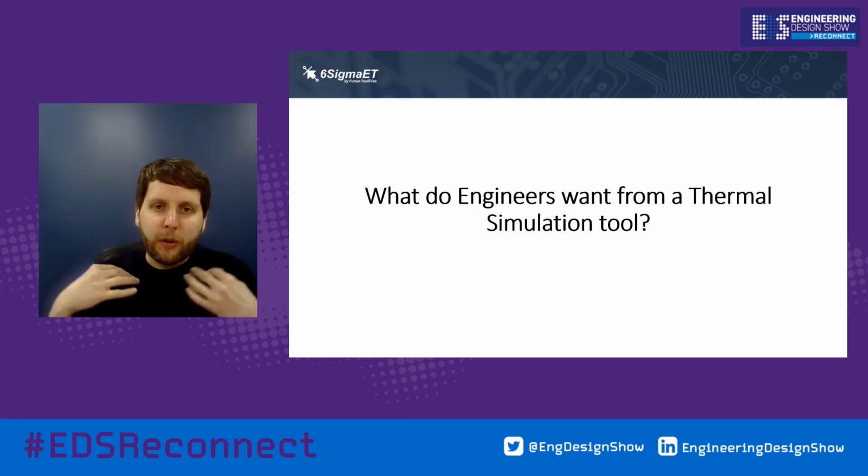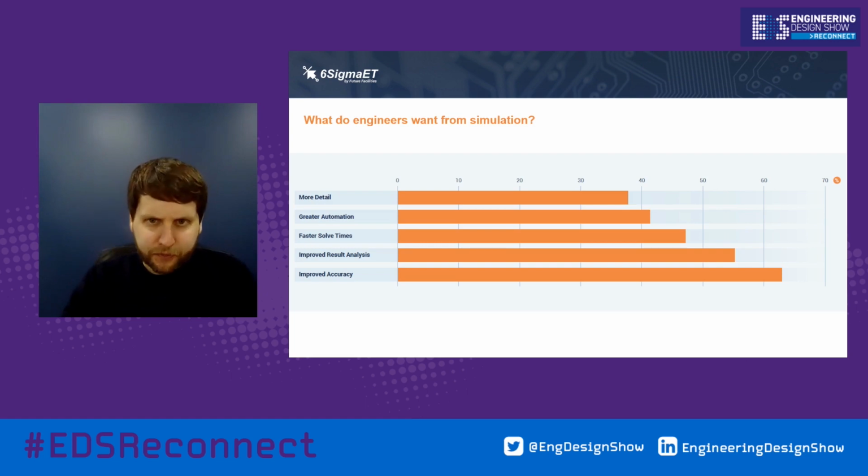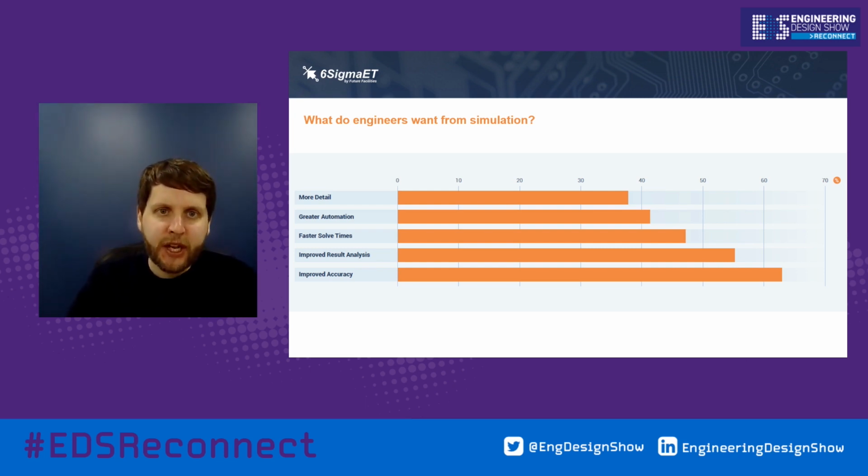So we've talked about how thermal simulation can help, but what do engineers want from a thermal simulation tool? So again, we did a survey of engineers, and found that the most important thing they want from a simulation tool is accurate results and really clear results analysis, as well as fast solve times and automated processes. So we've really worked hard to make our thermal simulation tool Six Sigma ET match the needs of engineers.